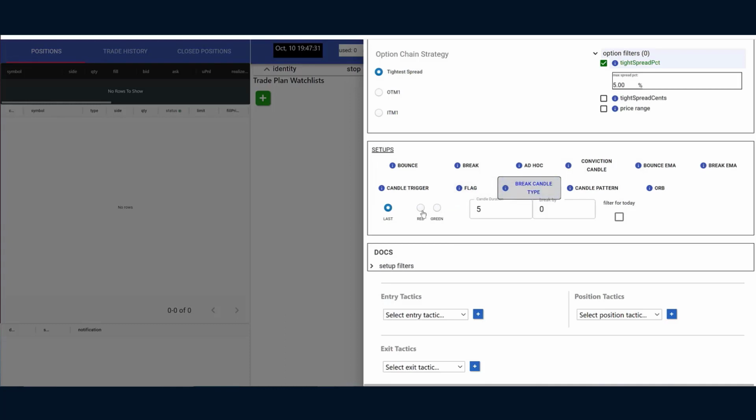Break candle type watches for a sequence of either red or green candles and will trigger when the most recent candle of that color is broken. For example, if you have a series of red 2-minute candles, this setup will trigger when price breaks the high of the most recent red candle.